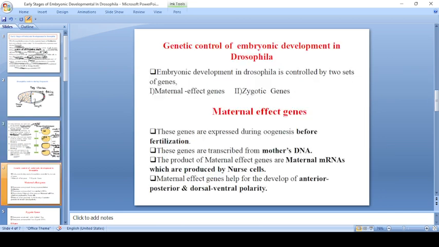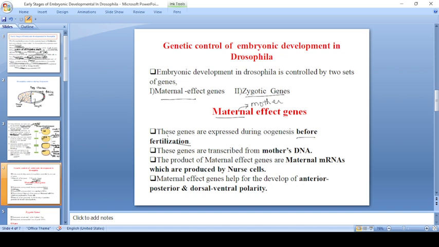Next is genetic control of embryonic development in Drosophila. Embryonic development in Drosophila is controlled by two sets of genes. Those are the maternal effect genes and the zygotic genes. We'll see them one by one.